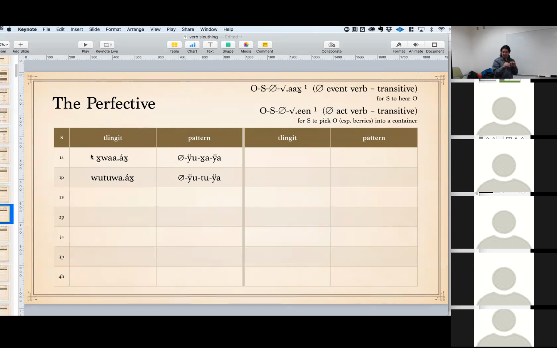Okay, this is going to be every single time. 0 classifier, khwa. 0 classifier, watua. So, who wants to tell me? Oh, this is the exception.